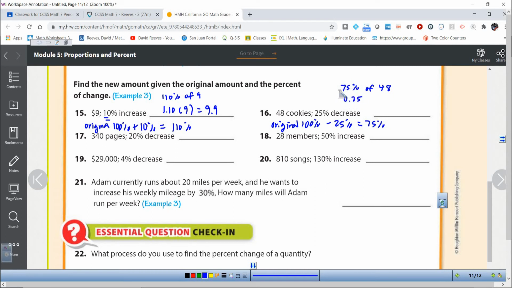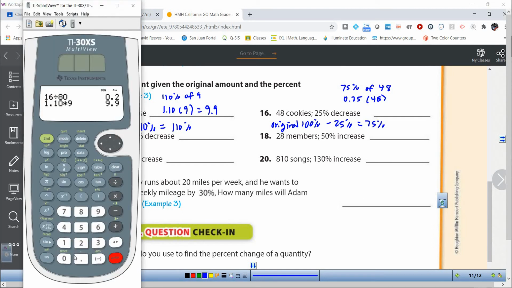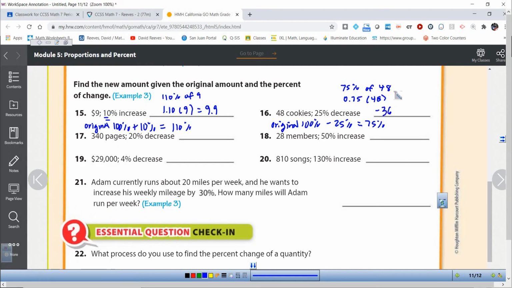And again, 75%, I'm going to change that to a decimal, 0.75. We move the decimal 2 places to the left to make it from a percent to a decimal. We go 2 places to the right to go from a decimal to a percent. Of means multiply, so we're going to do 75% of 48. Quick mental math, 3/4 of 48 is going to be 36. But if you did not know that, we can use our calculator. 0.75 times 48 is 36. So our answer is 36.